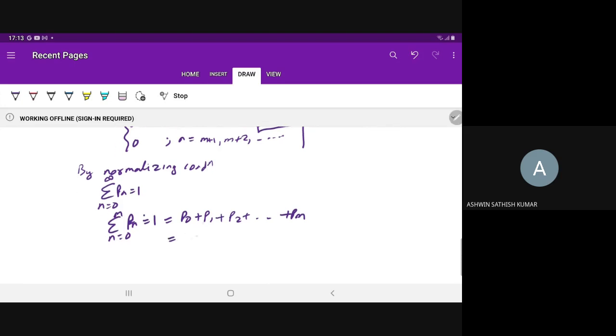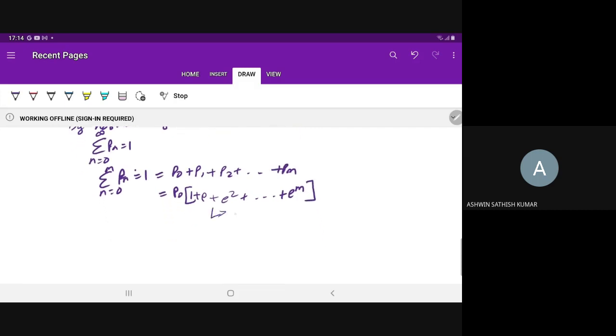If you take p naught common, we have 1. P1 is rho into p naught, that is rho. P2 is rho square into p naught, p naught you have taken common, so rho square. And what is pm? It becomes rho to the power m into p naught. So what is this? This is a geometric series with first term 1, common ratio rho, and last term rho to the power m. This is a finite geometric series. So its sum will be p naught times 1 minus rho to the power m plus 1 upon 1 minus rho.